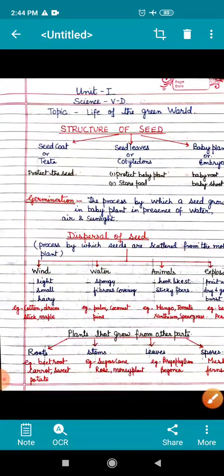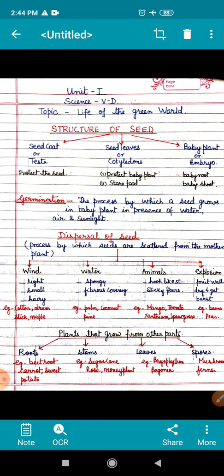Now there are four types of dispersal. First one is dispersal by wind. Second one is dispersal by water. Third one is dispersal by animals. And fourth one is dispersal by explosion. Children, the seeds that are dispersed by wind are light-weighted, small in size and have hairy structure. So they are easily carried away by the wind. Examples of seeds are cotton, drumsticks and maple.